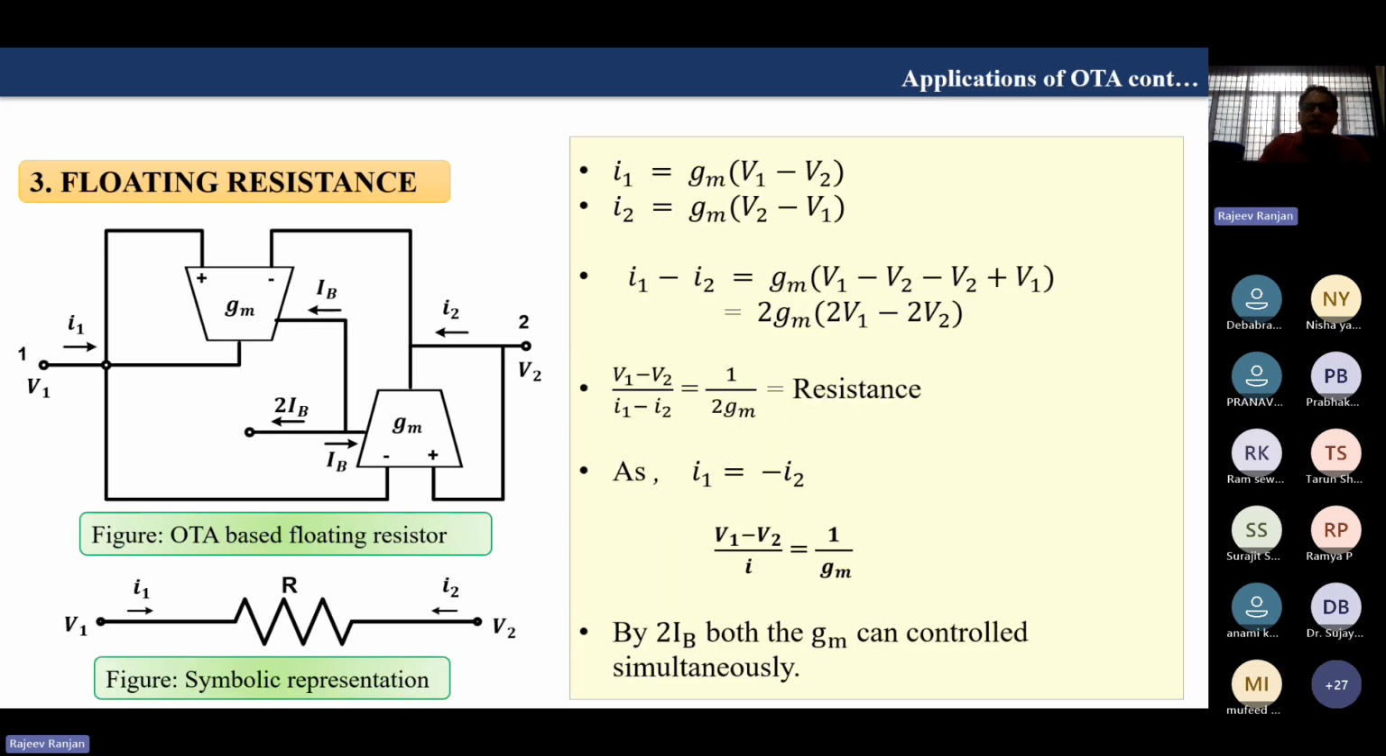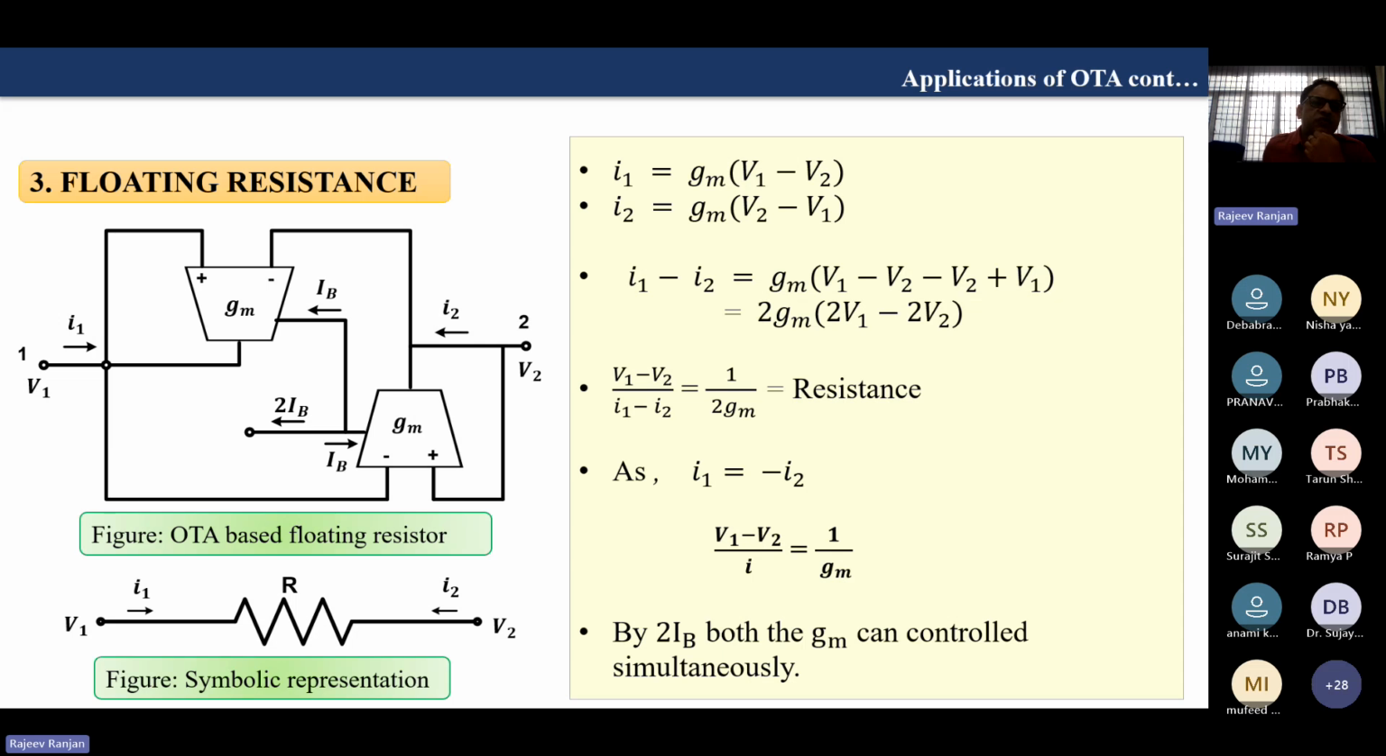Now another application is a floating resistance. Floating resistance means we can use it as a floating type of resistance. What is the use of this floating resistance? When you design any circuit that needs less silicon area, at that time we use this type of resistance. So here you see I1 equals GM (V1 minus V2) and I2 equals GM (V2 minus V1).